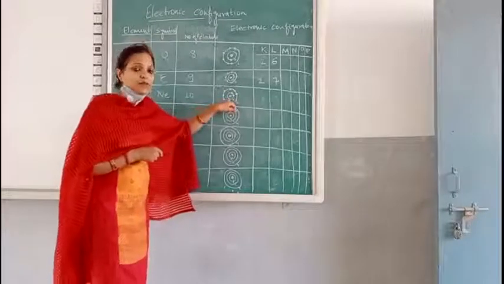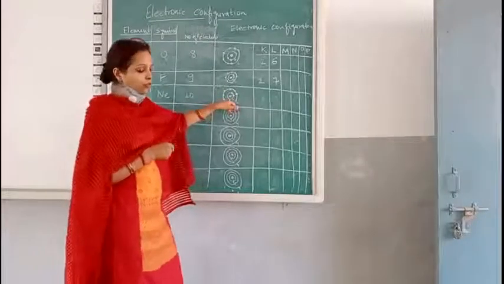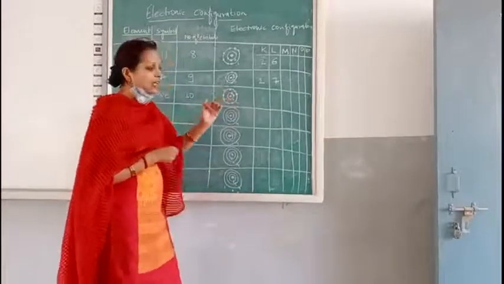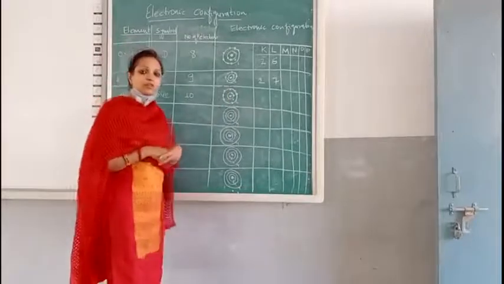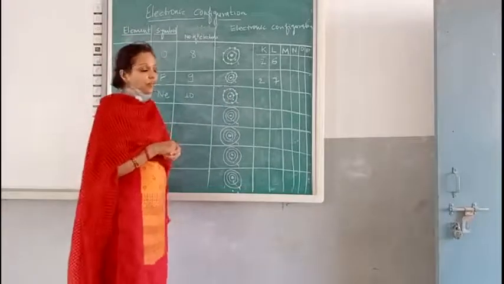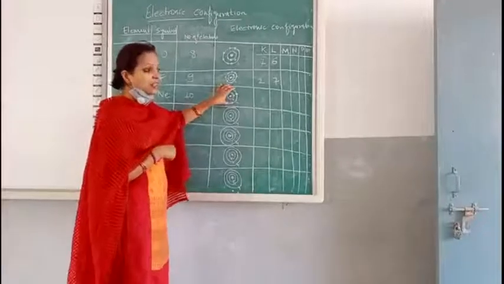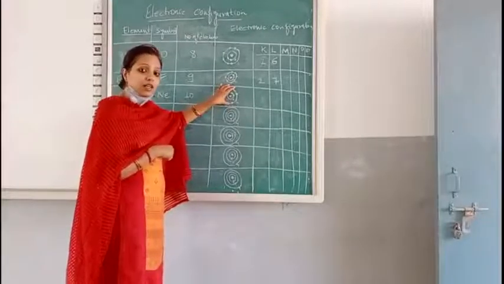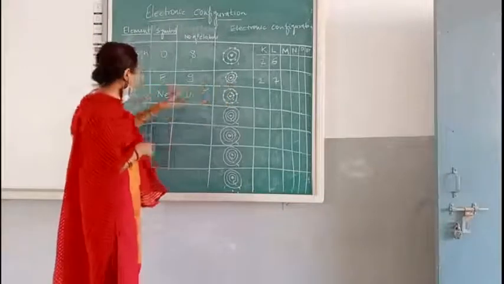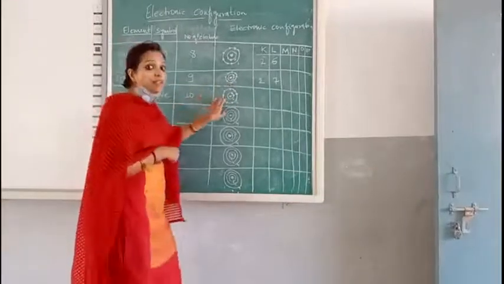In the K shell a maximum of 2 electrons can be filled, whereas in the L, M, N and other higher energy levels and shells, a maximum of 8 electrons can be filled. And if the outermost shell is completely filled, that is with 8 electrons, we can say that the atom has an octet structure.